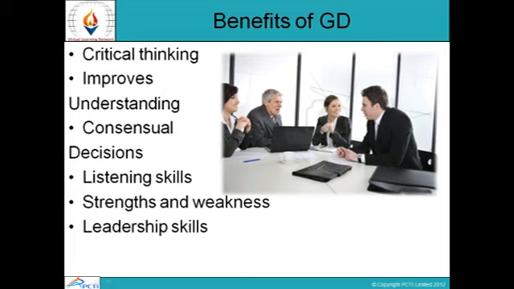Leadership skills. A person comes to know of his or her leadership, meaning how much one is able to take the initiative and onus of expressing their views and opinions.